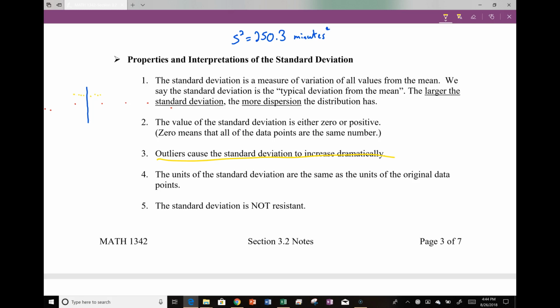So I would highly recommend that you practice some of the standard deviation, population and sample, and then let me know if you have any questions.